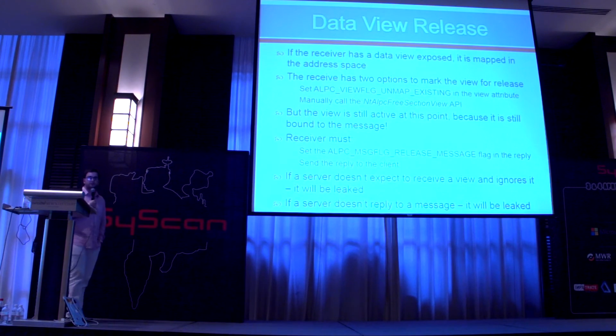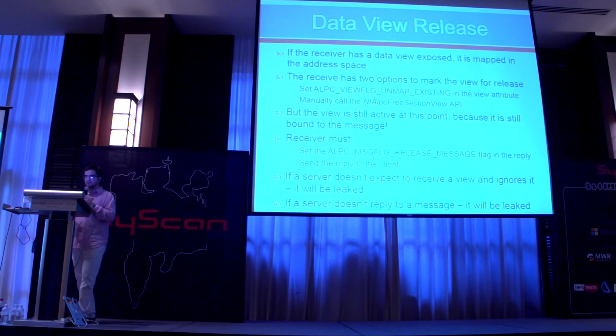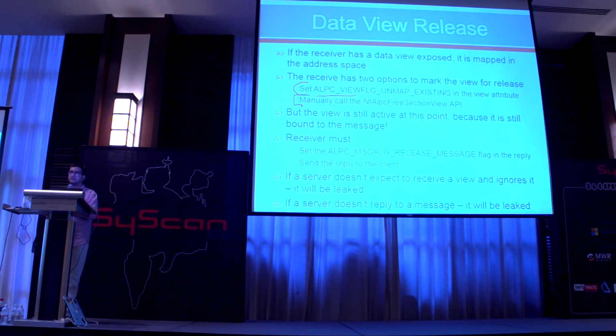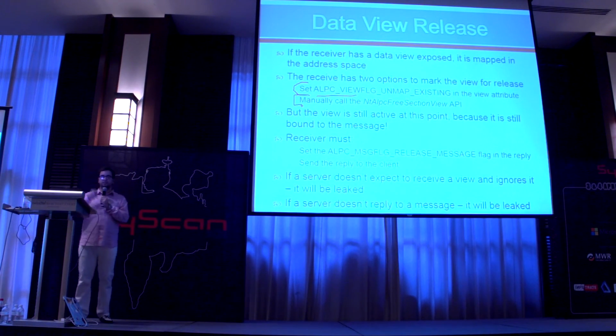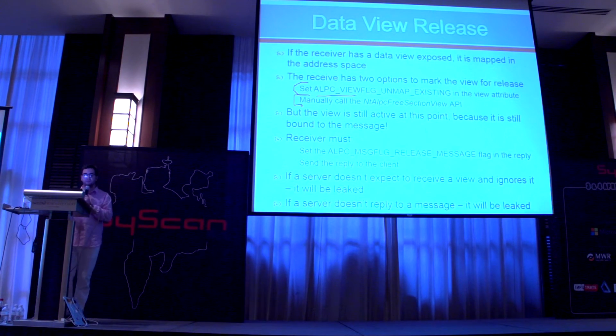So with data views, once you receive it, once as the server you've said, I'm willing to receive views, to actually get rid of the view, you first of all have to mark the view as available for release. So you're either going to set this flag that says unmap the view, or you're going to manually call the API to free the view. But this flag or that API only marks the view for release. Because right now, you're the receiving side, you're the server, you have a message that you're holding on to, there's still a view associated with that message, we're not going to free it yet.